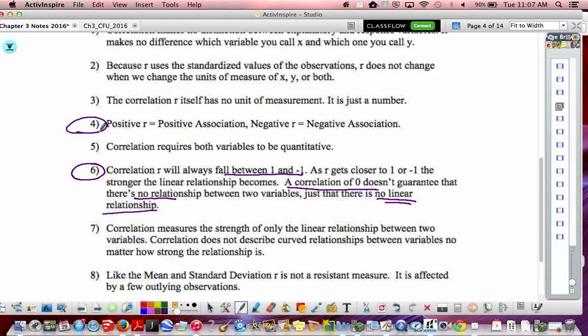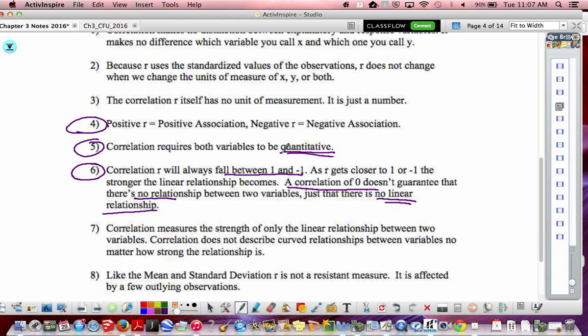Now, when you do correlation coefficient, and we're basing it on a scatter plot, both your variables must be quantitative. So you've got to be able to do a scatter plot. You can't get a correlation coefficient for categorical data. Like our CFU yesterday, the first question talked about survival times in 2 different types of cancer treatments.